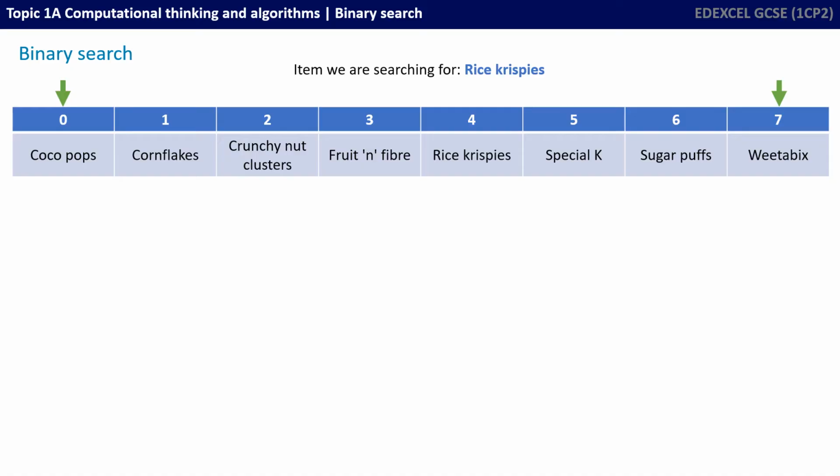However, the binary search requires the data to be in order for it to work, but it's much more efficient than a linear search on average. So let's look at a typical example.